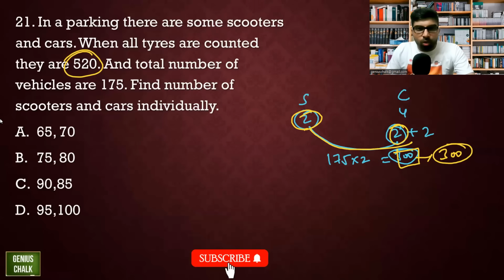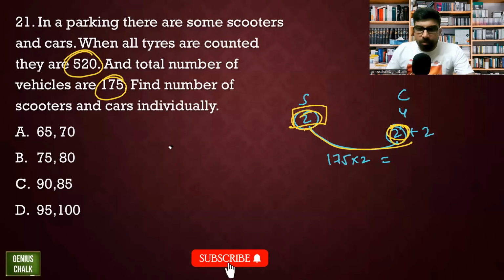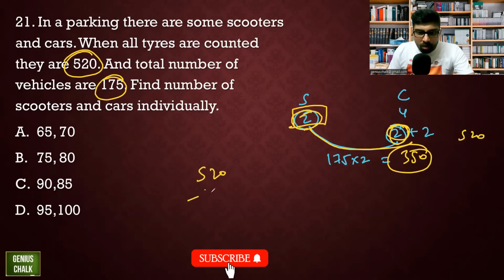We can see the total number of tires. You see, if scooter has 2 tires, car also has 2 tires. If the number of vehicles is 175, then all are having 2 tires, right? So the total must be not 300, sorry, it should be 350, right? So 175 into 2 must be 350. But what is the actual number of tires? It is 520. So can you tell me why is this number of tires more?